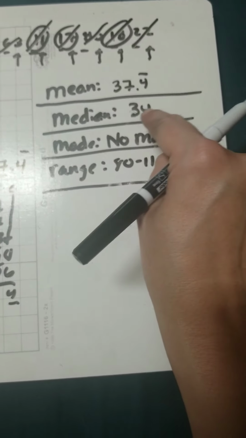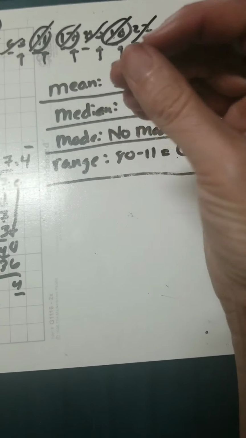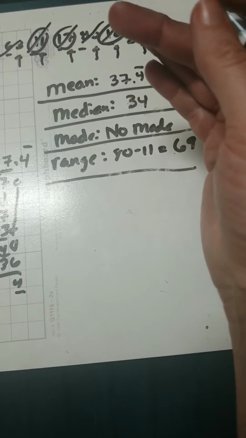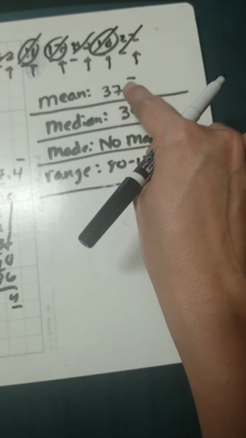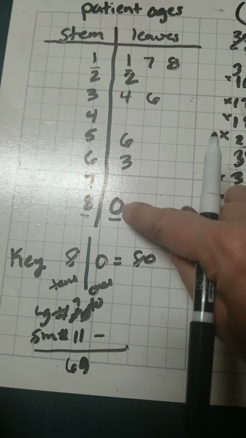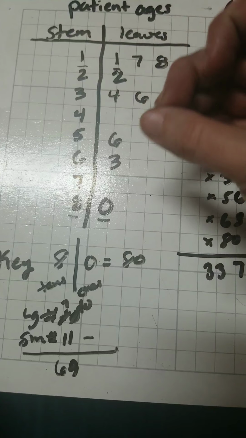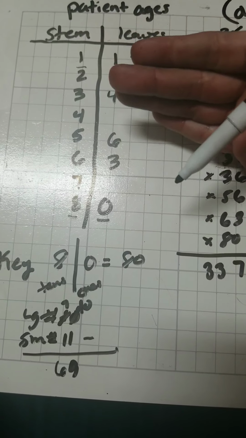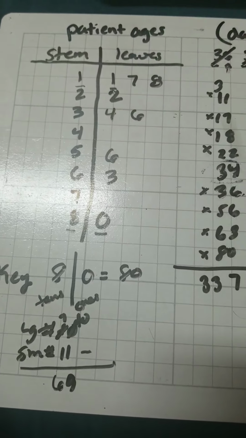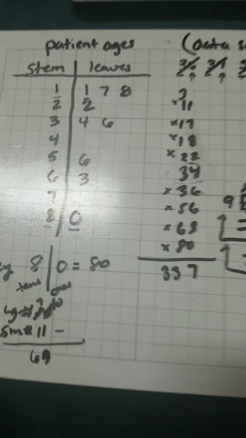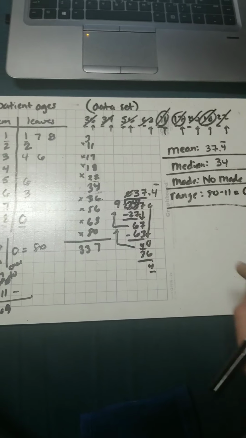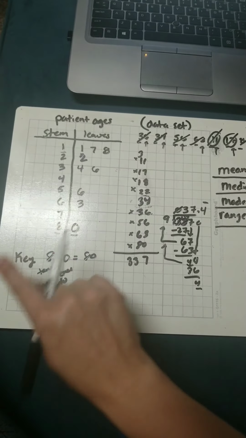So 37.4 and 34 are kind of close. They're a little bit far apart, but not too much. And the main reason why they have that larger little gap there is because of this 80. This 80 is so far away from that 11 that it stretches the data out and it pulls up the average of all of those data together. So that's how you do mean, median, mode, and range, and create a stem and leaf plot and identify the key.